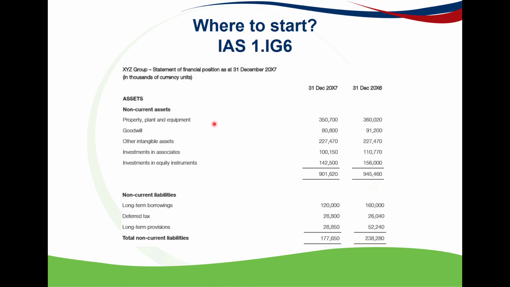So, where do we start? Always go to your IFRS or IAS book. In this case, it's a statement of financial position, so it's IAS 1 in the implementation guidance, paragraph 6, where they provide us with a template for the statement of financial position, specifically our non-current assets section. If it was a statement of cash flows, then go to IAS 7 implementation guidance.